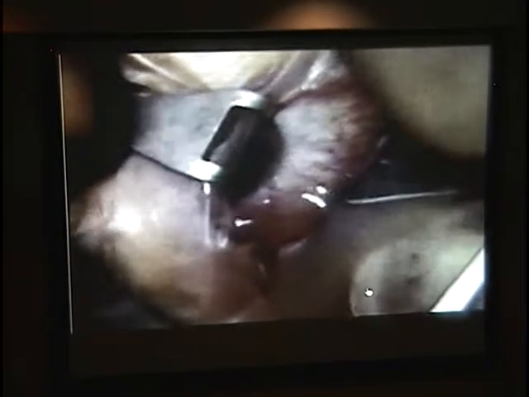You are viewing this operation on a right eye from the patient's right side and slightly below. The top of the patient's head is at the upper left of the screen. This patient has hereditary anterior membrane dystrophy of Grayson.